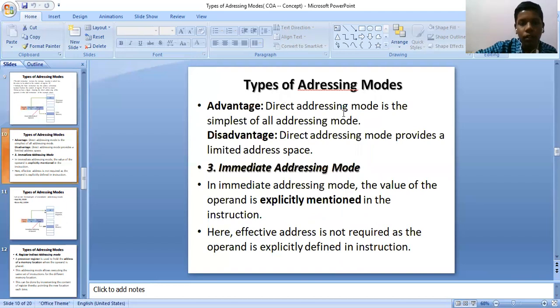The advantage is that direct addressing mode is the simplest of all addressing modes, and the disadvantage is that direct addressing mode provides a limited address space. The third one is immediate addressing mode. In immediate addressing mode, the value of the operand is explicitly mentioned in the instruction. Here, an effective address is not required as the operand is explicitly defined in the instruction.